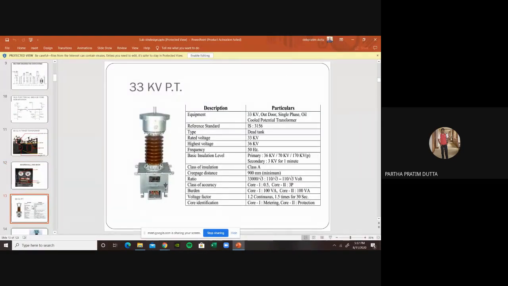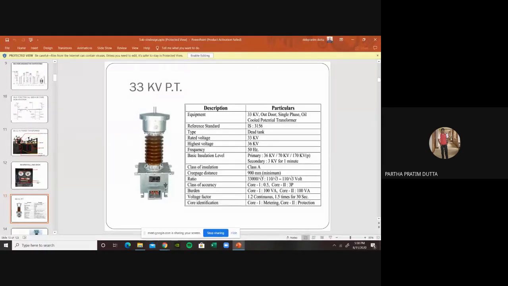Now we see the 33 kV PT. It is a 33 kV outdoor single phase oil cooled potential transformer, and its reference standard is IS 3156. Its rated voltage is 33 by 110 by root 3. The highest voltage it has been designed for is 36 kV at normal frequency. The basic insulation level is 36 kV for the primary section, 70 kV or 170 kV, and the secondary is 3 kV for 1 minute. That is the standard. We usually use 36 kV for the primary and 3 kV for 1 minute for the secondary. Class A type of insulation is used.